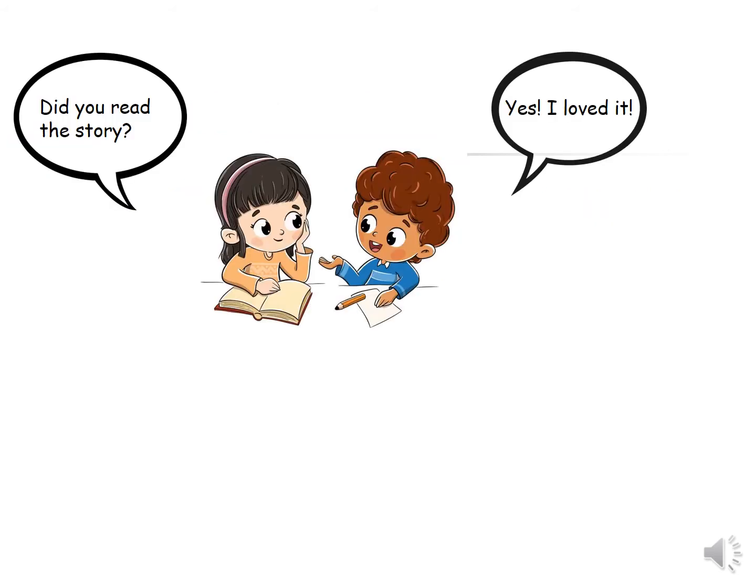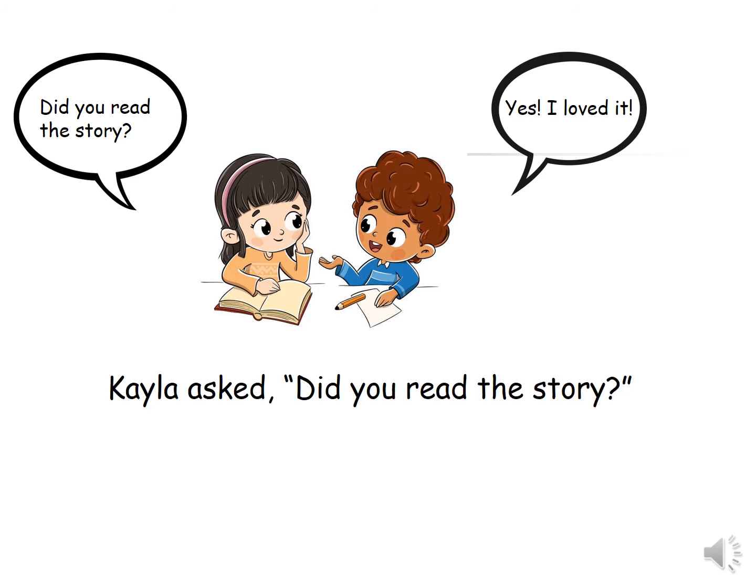Let's take a look at the examples of two children conversing. You could see that the exact words of Kayla are, "Did you read the story?" So if you were going to write it in quotation marks, it would look like this. Kayla asked, "Did you read the story?" So the exact words here are enclosed with quotation marks. "Did you read the story?" And the exact words of the other child are, "Yes, I loved it." So it would look like this. Jamal replied, "Yes, I loved it."